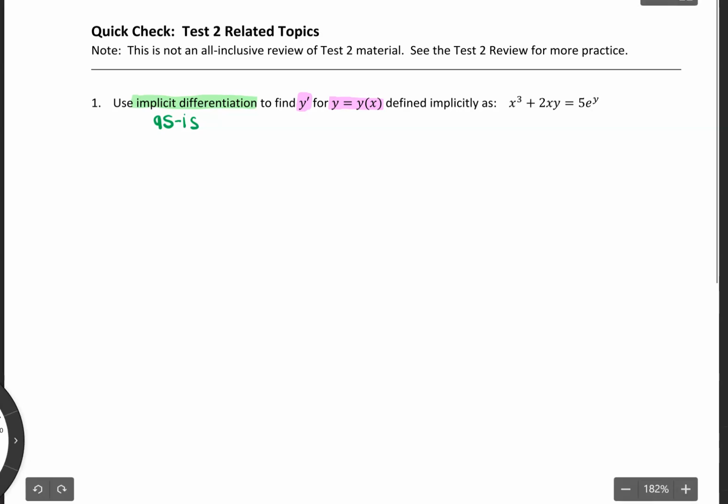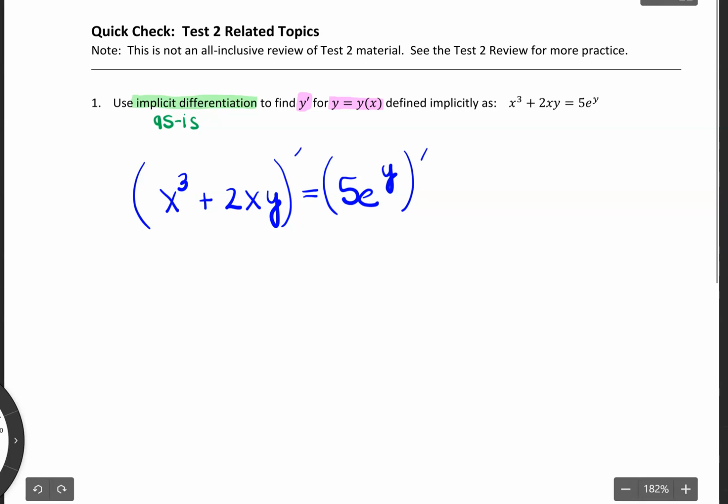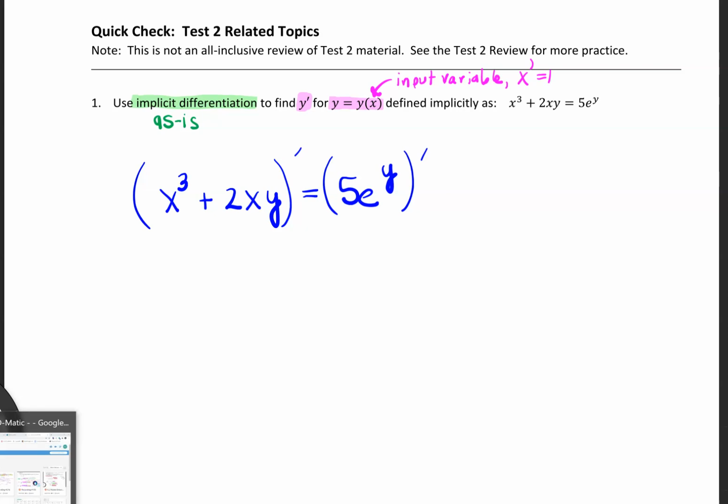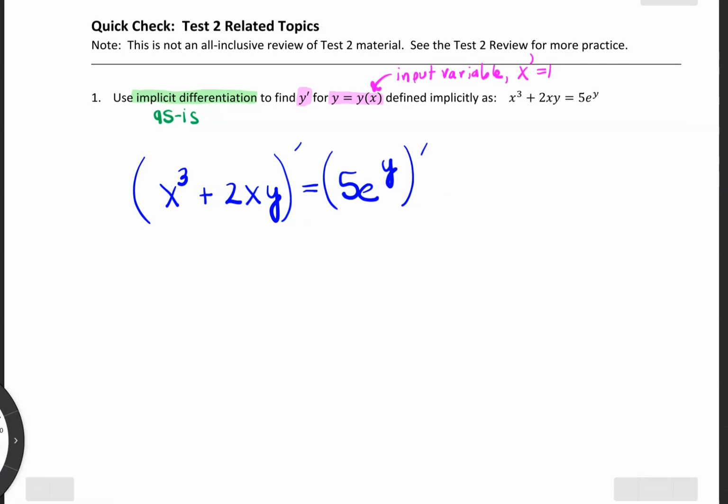So we need to rewrite x cubed plus 2 times x times y equals 5e to the y power, and take the derivative of each of these terms as it's written. As we're taking the derivative, we're going to keep in mind that x is an input variable. So when we see an x prime, we can cash it in for a 1 because the derivative of a plain variable is just 1. And y is a function, so y prime will not cash in for a 1. We'll just record the derivative of y as y prime.